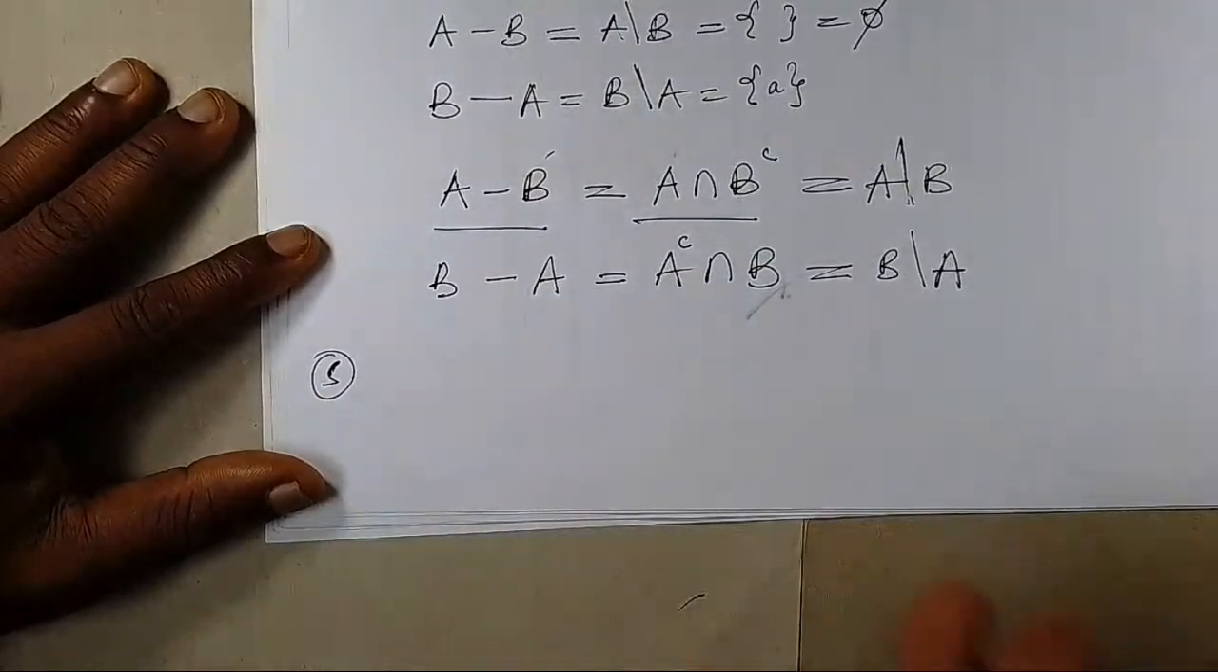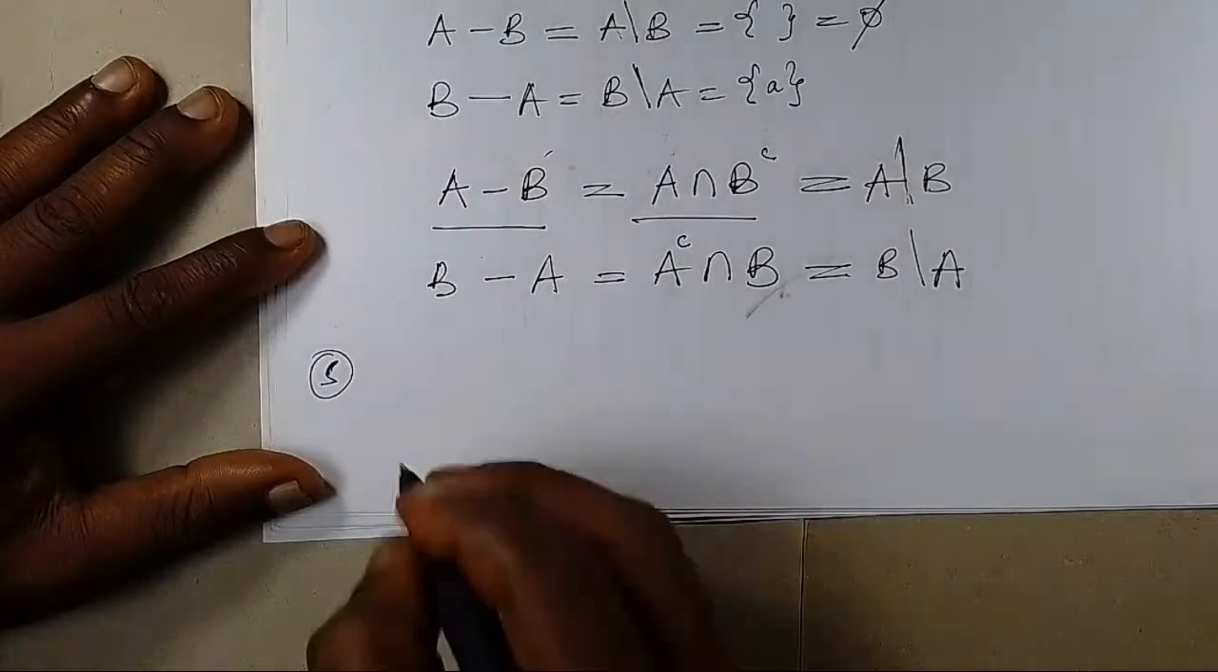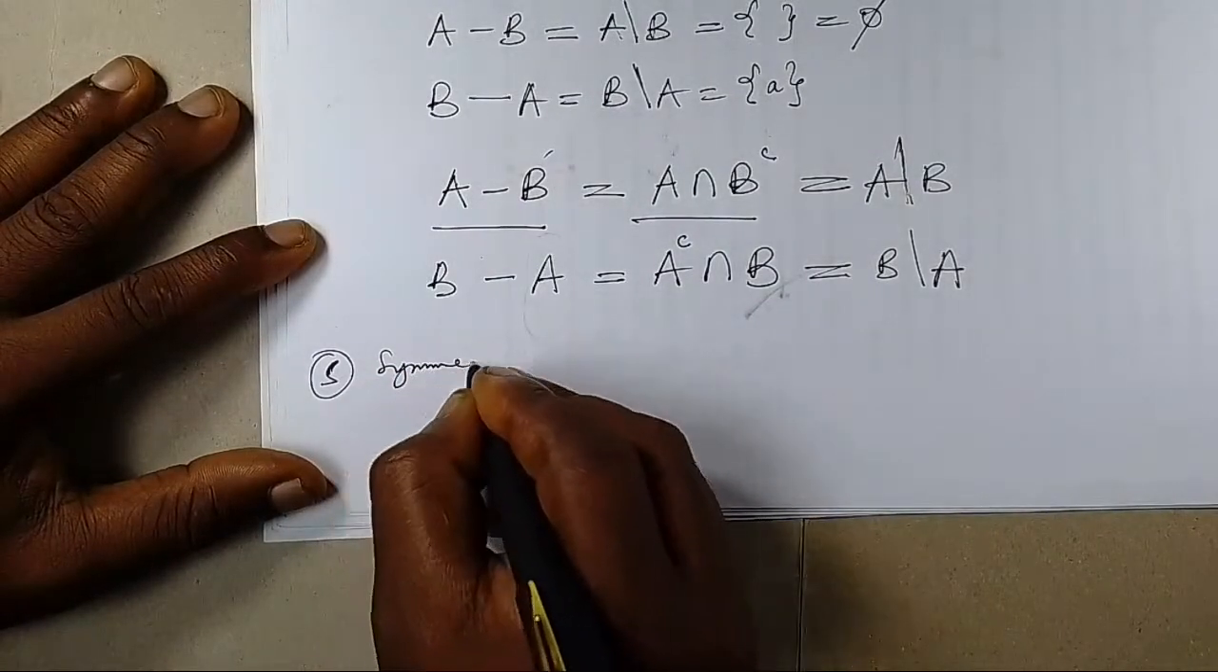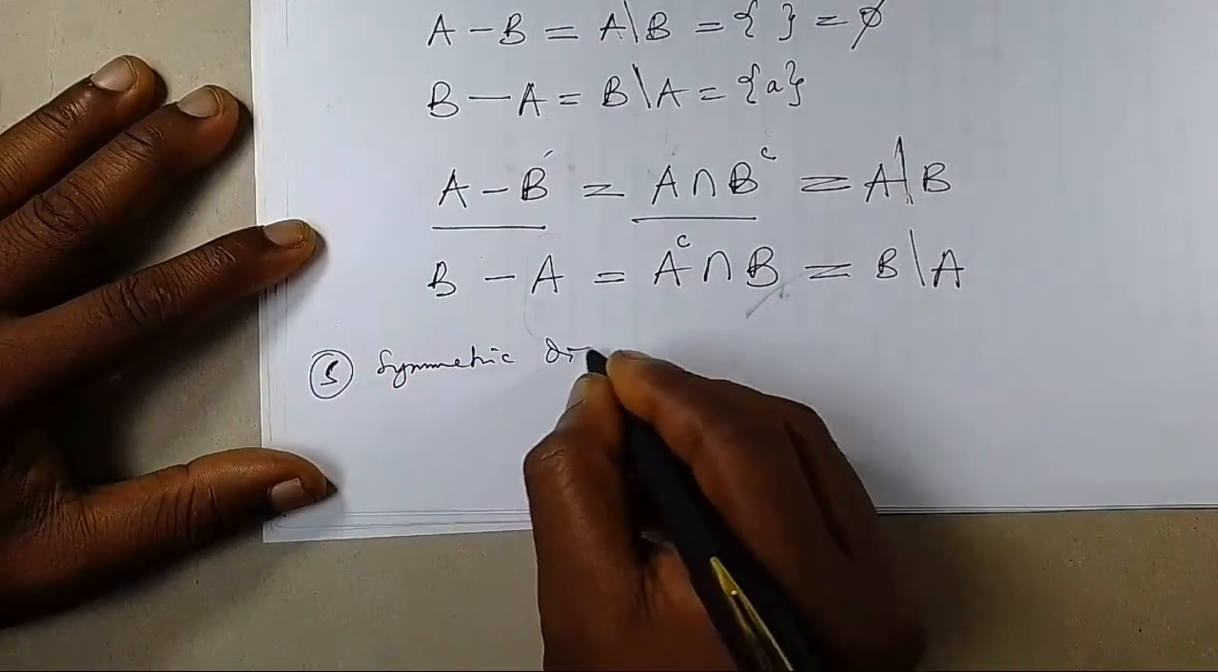So B minus A. Let's now look at what we call symmetric difference. Symmetric difference.